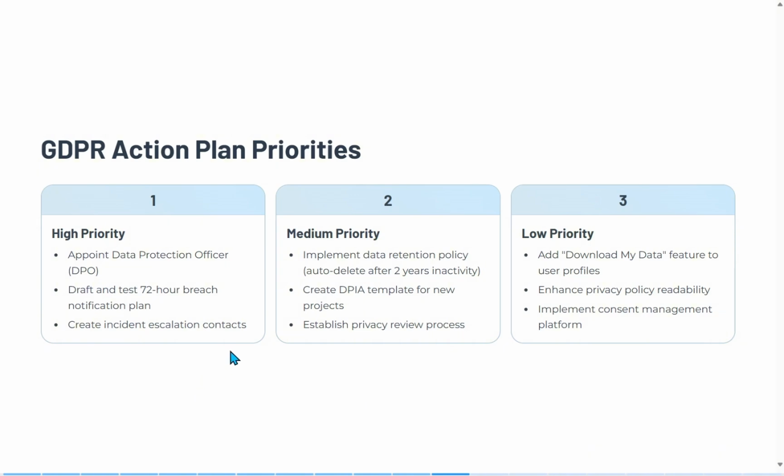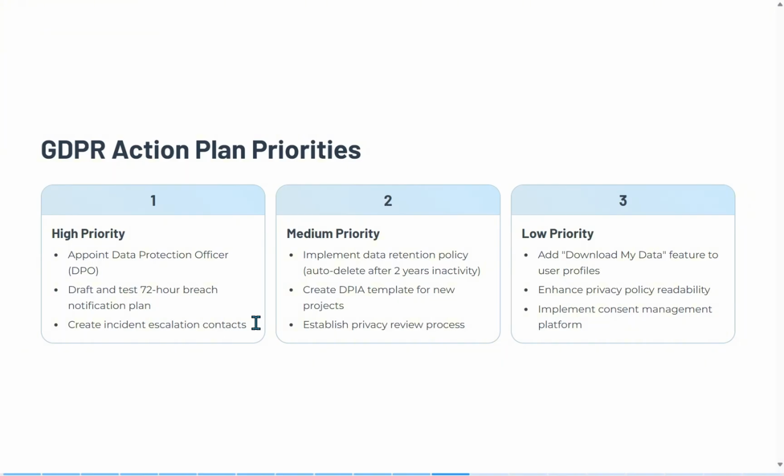While the third one we have here is to create an incident escalation contact. So whenever there is an incident, you must make sure that the escalation contact is actually available. These are high priority when it comes to GDPR. While the medium priority is implement data retention policy. Auto delete after 2 years of inactivity. This one is medium, it is not high. So take for instance, a client does not use your platform after 2 years, you auto delete it.